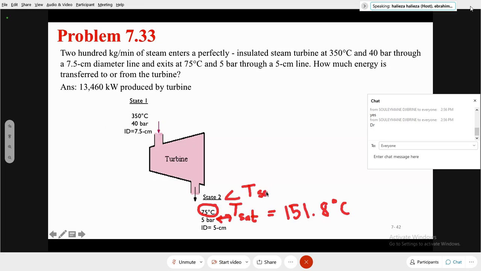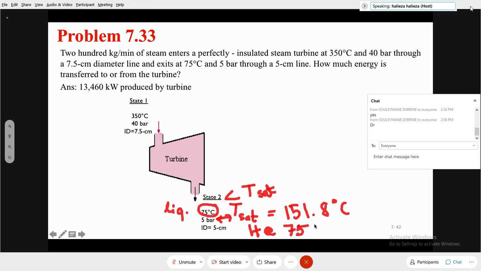So what state is that outlet? Liquid. So this is going to be liquid water. It's not steam. So from which condition are you going to get your specific enthalpy from the steam table? Go to 75 degrees C and look at it. When you're looking for the specific enthalpy, it should be at 75 degrees C, not at the 5 bar.